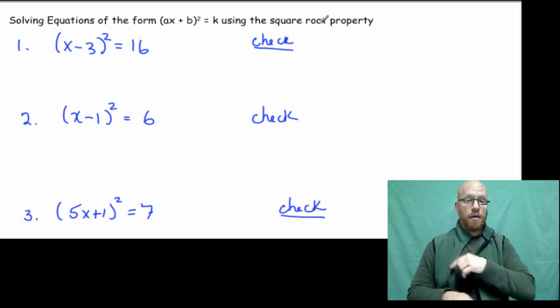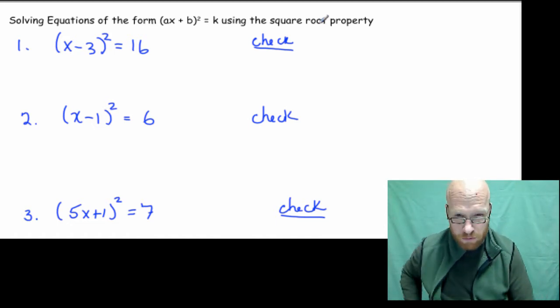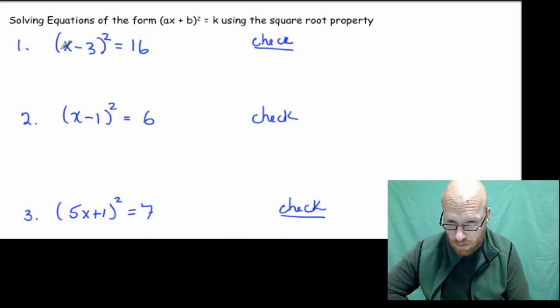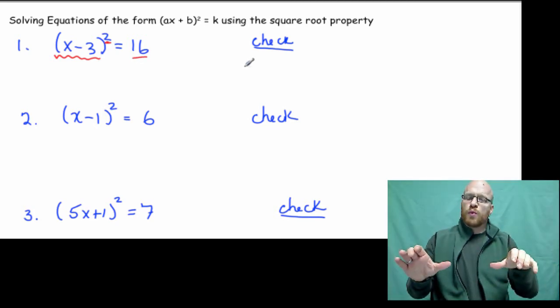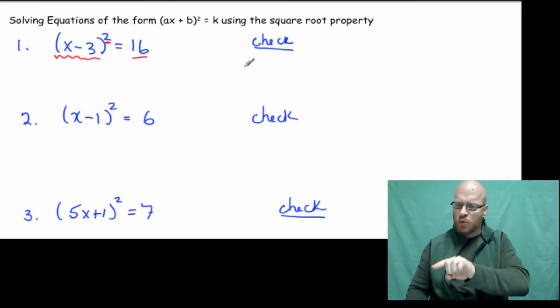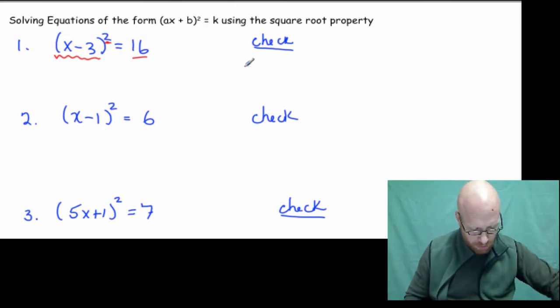The first example here, you'll see what happens. We have parentheses x minus 3 squared. Okay, so now what are we going to do with this? We're going to take the square root of both sides as our first step and see what happens.